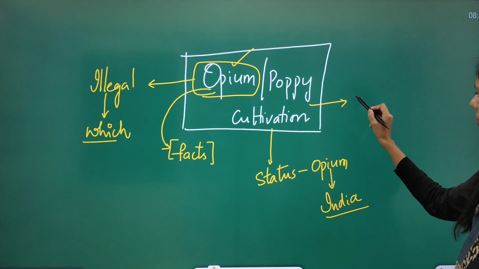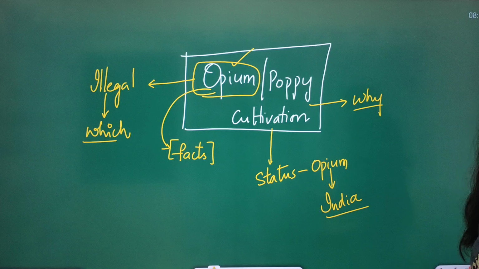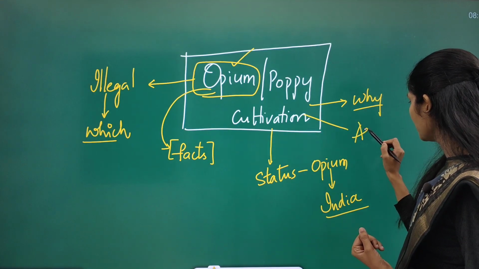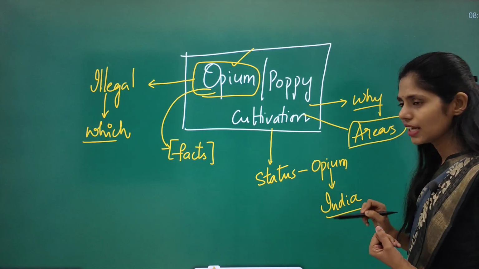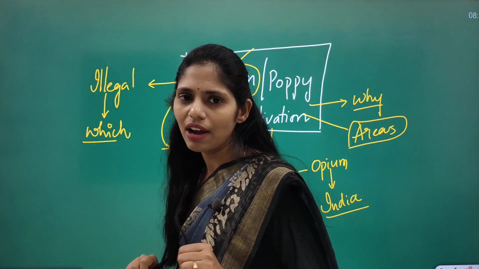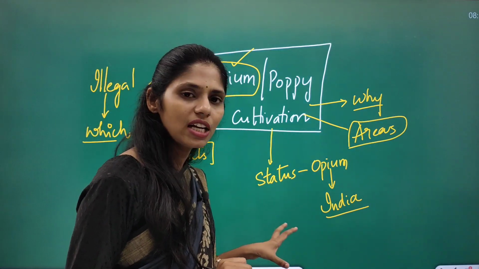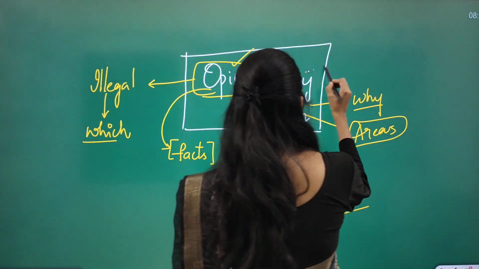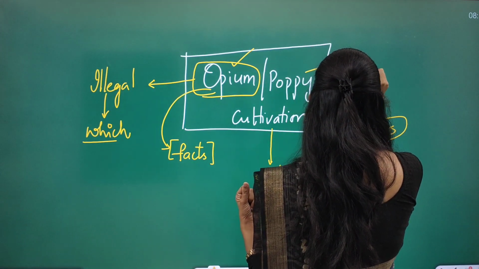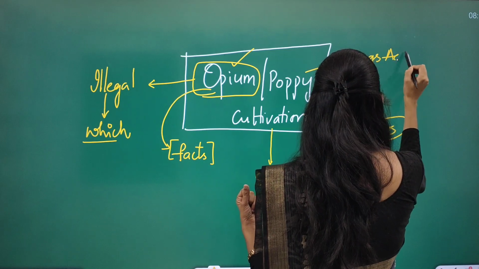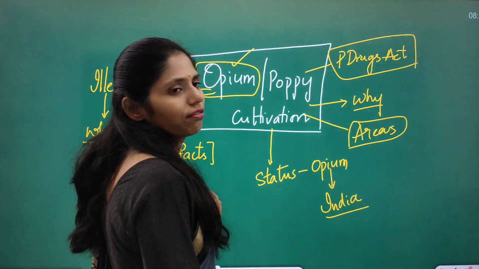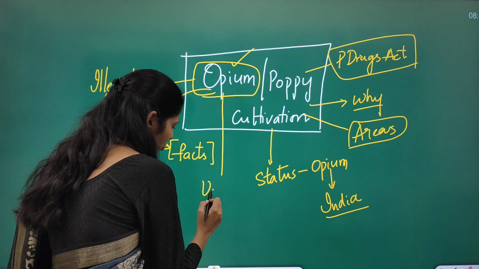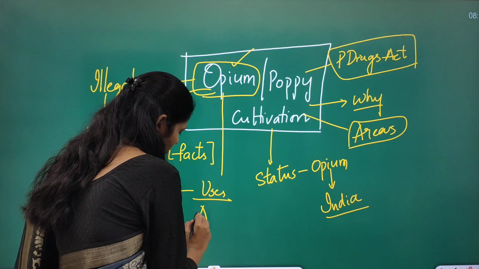And you have to see why people are going for illegal cultivation, and whenever they go for illegal cultivation, they choose some areas, like this article is saying, a tiger reserve. So you have to see how people select the areas when they want to go for illegal cultivation of this opium. And you have to know about the Psychotropic Drugs Act, which is present in India, which talks about prohibition of cultivation of this opium. And you have to see what the uses or applications of this opium are, where we are using that.